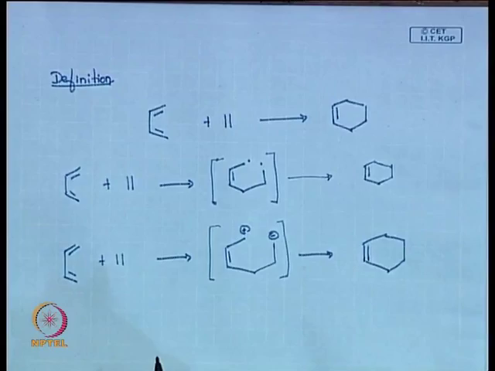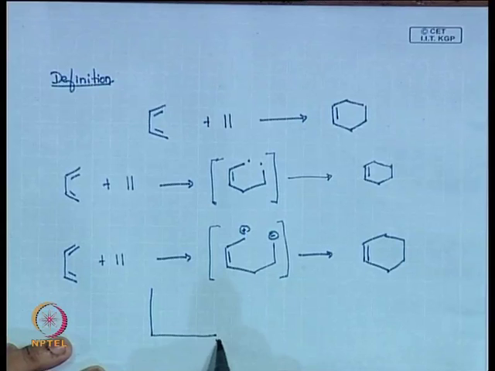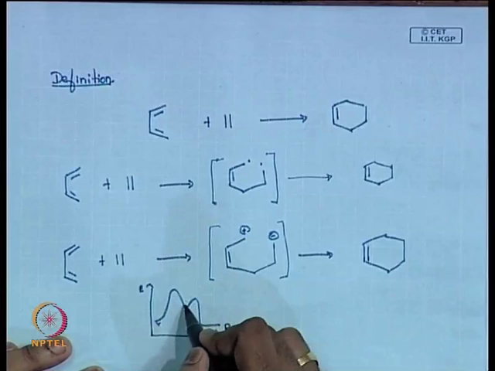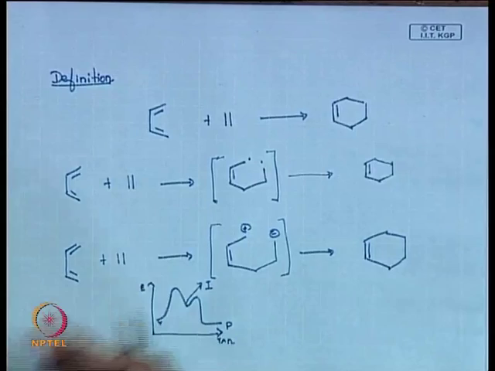If you want to write an energy profile for this reaction, how can you draw it? I have my reaction coordinate here and I have my energy. If I want to draw my energy profile, I have my reactant and my product, and this will be my intermediate. So you say this reaction is a stepwise mechanism, which goes by a type of intermediate.